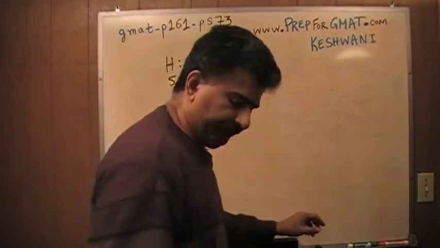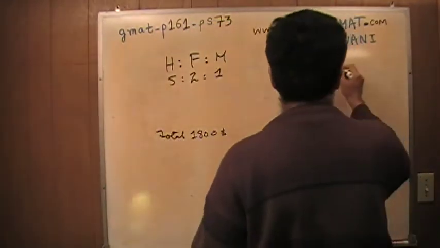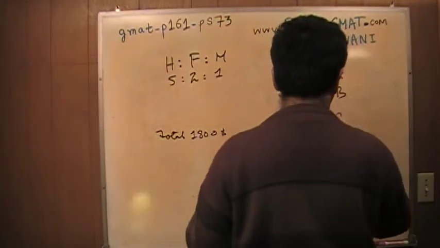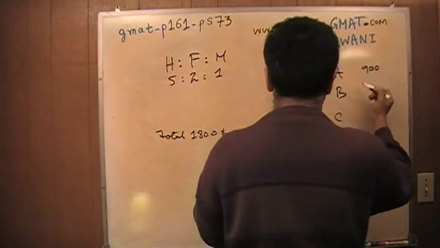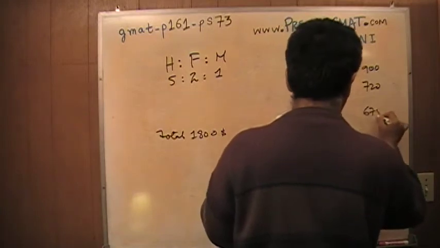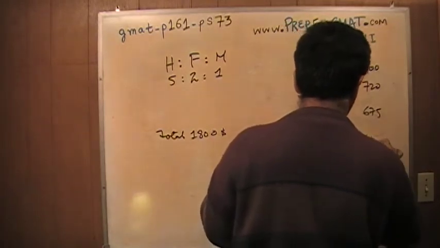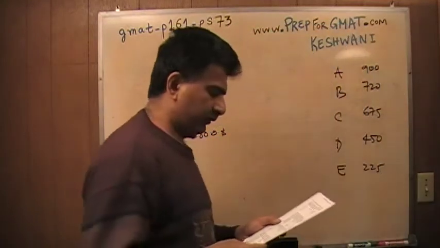Well, let's take a look at it. I'm going to put down the answer choices here. A, B, C, D, E: 900, 720, 675, 450, and 225. And see if you can follow my logic.